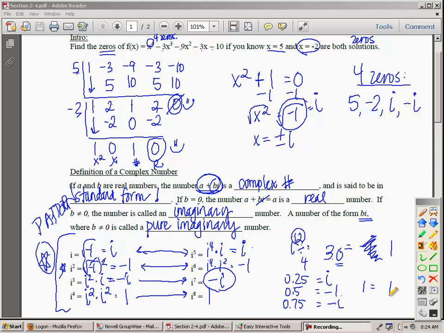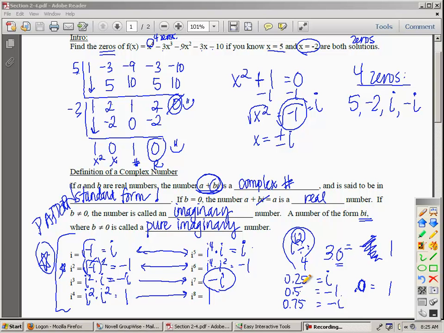So I apologize for that little mix up there. But this is the idea, and I just put this on because I believe there's one like this on your homework. It gives you a huge number, but you're looking at your remainder. If you don't have a remainder, if you get a 0.0, then it's just 1. If you get 0.25, it's i. 0.5 is -1. 0.75 is -i. And so that's kind of the idea.